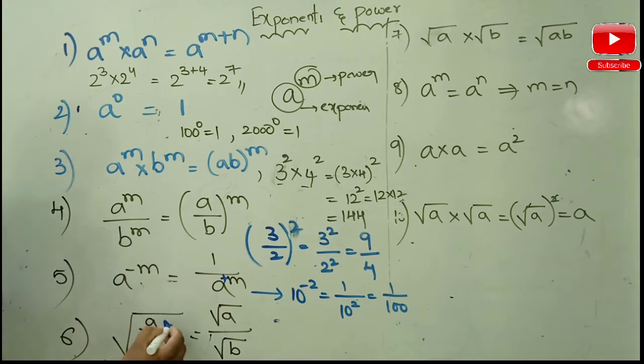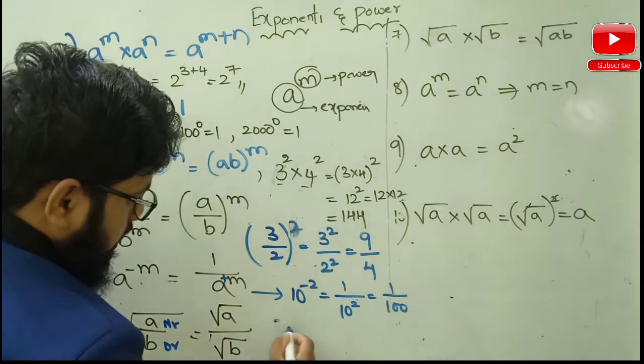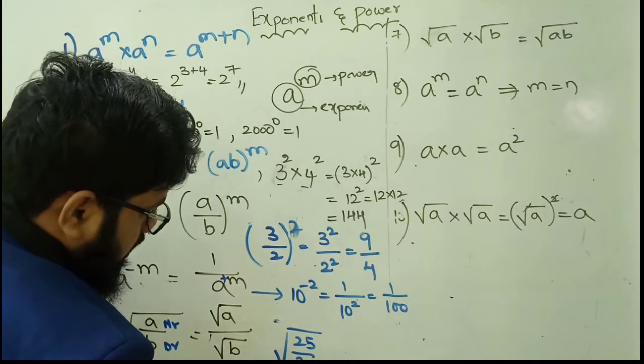Here this is the numerator and this is the denominator, right? So I can write separately root a by root b, like root 25 by root 36.